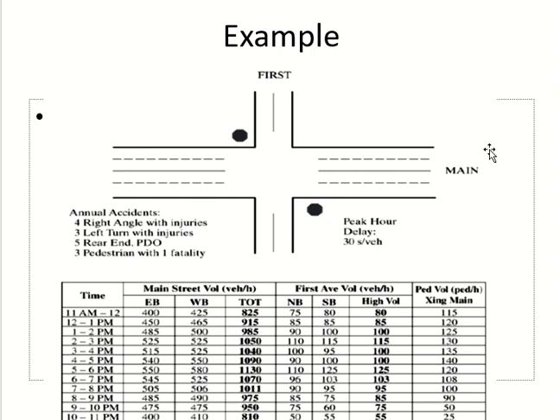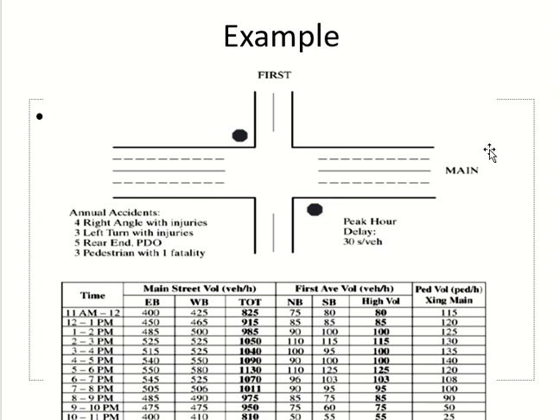The intersection data is given. These are the volumes for the east-west direction and for the north-south direction. East-west is the main street, right? The bigger street, the bigger road. And this is the minor road. You can see it already has stop signs. These are symbols for stop signs.